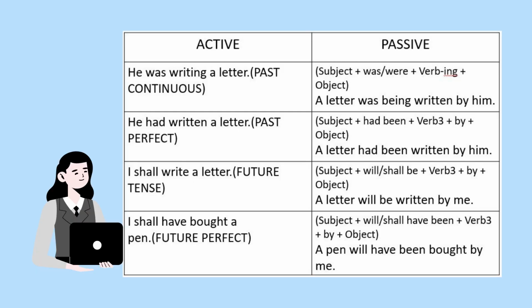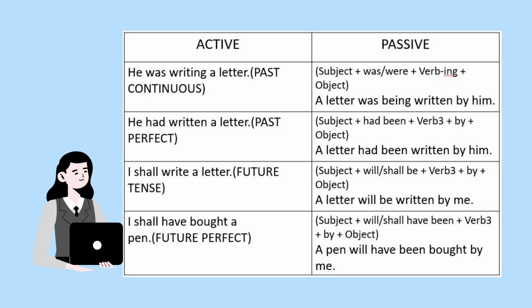We have few more examples, the active and their passive forms. He was writing a letter. This example is a past continuous tense. So the passive form turns out to be a letter was being written by him.